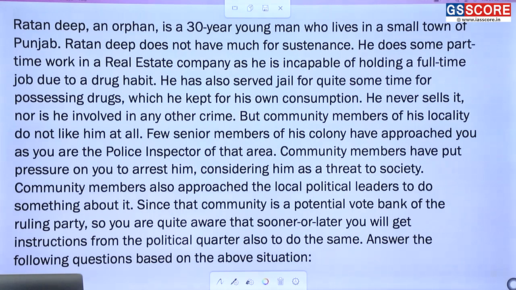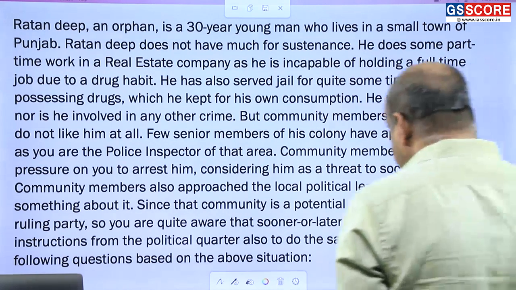Community members also approach the local political leader to do something about it. Since that community is a potential vote bank of the ruling party, you are quite aware that sooner or later you will get instructions from the political quarter also to do the same. Answer the following questions. Now, allow me to come in.